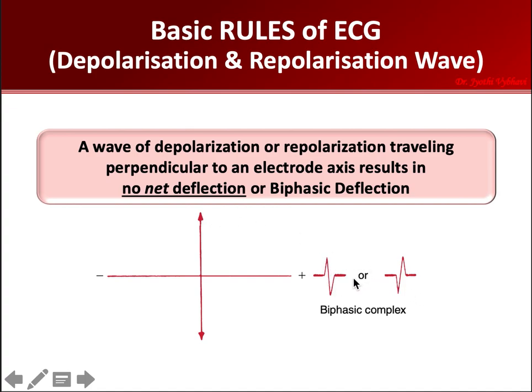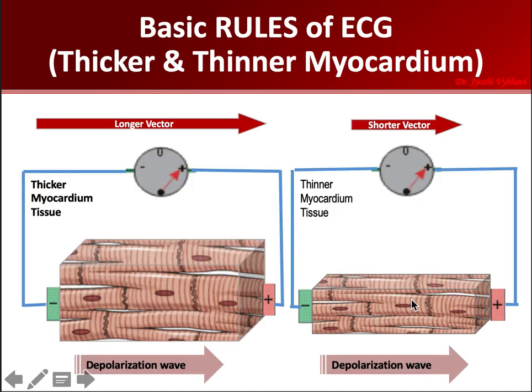So this is the other rule. Further going to our experiment, we had put a cardiac tissue. Now let's take two pieces of myocardial tissue. One I'm going to take a smaller piece, and the other a thicker myocardial tissue. The thicker myocardial tissue, as we know, has more cells. If more cells are stimulated, more sodium ions are coming in, and that means more depolarization.